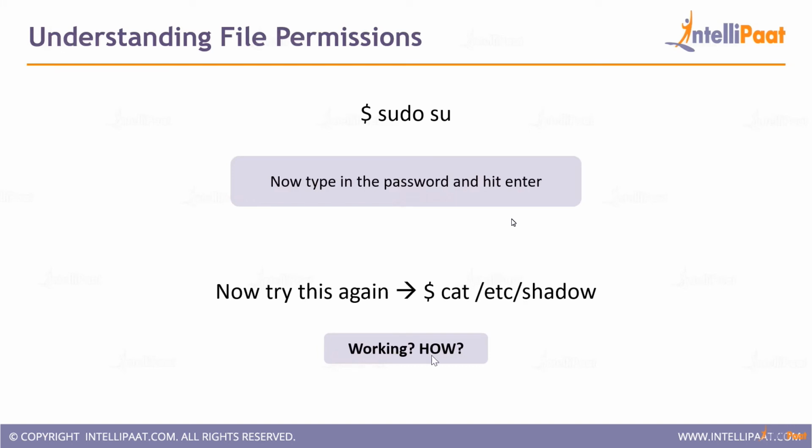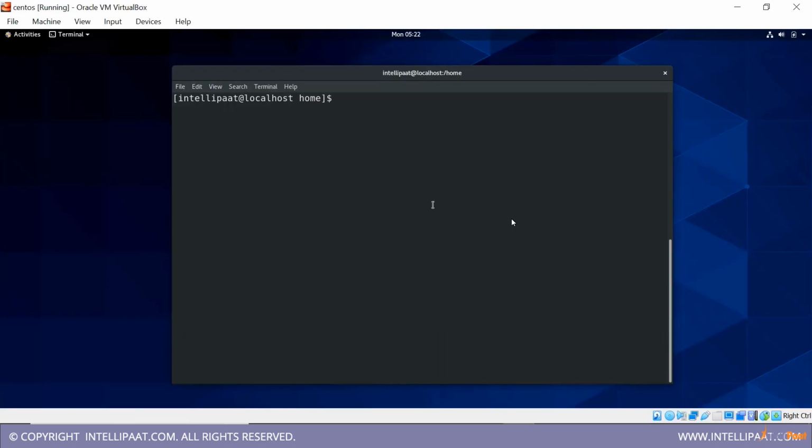Now, one more thing is how to get super user privileges. It's pretty simple. Type sudo su, and you can see now it's not asking for the password. To go back, use exit, or you can do sudo -s. Both are the same. Sudo su and sudo -s are the same. Now we are logged in as the root user.